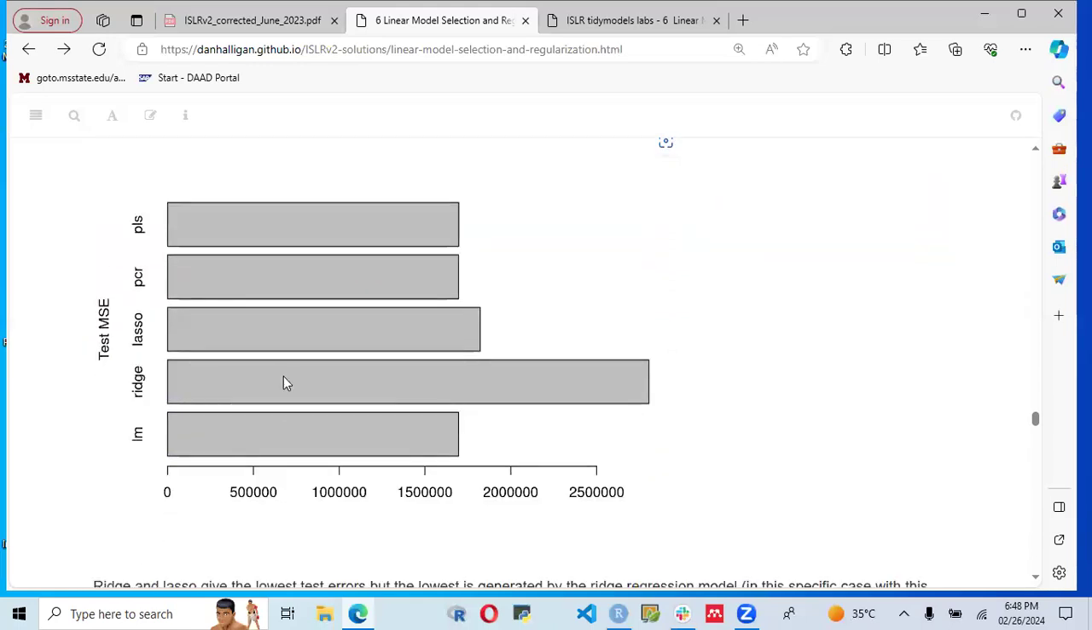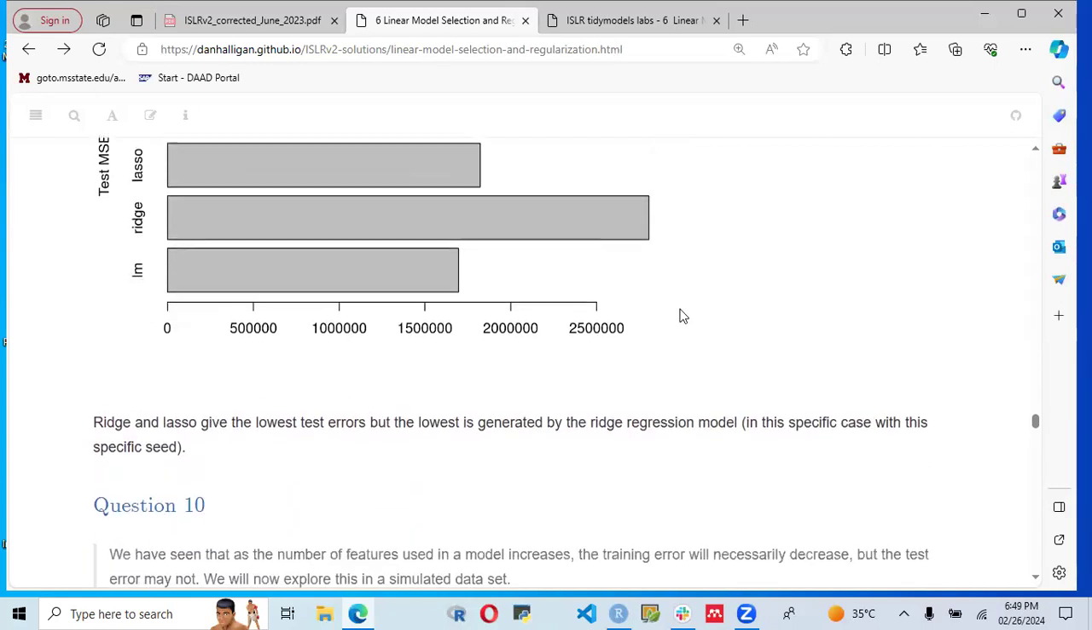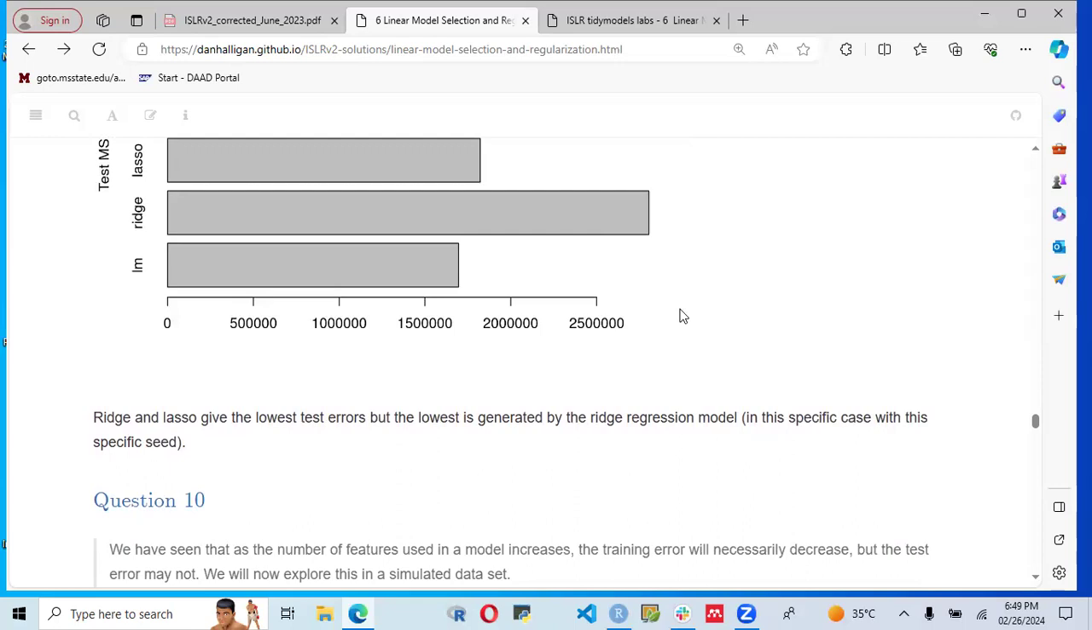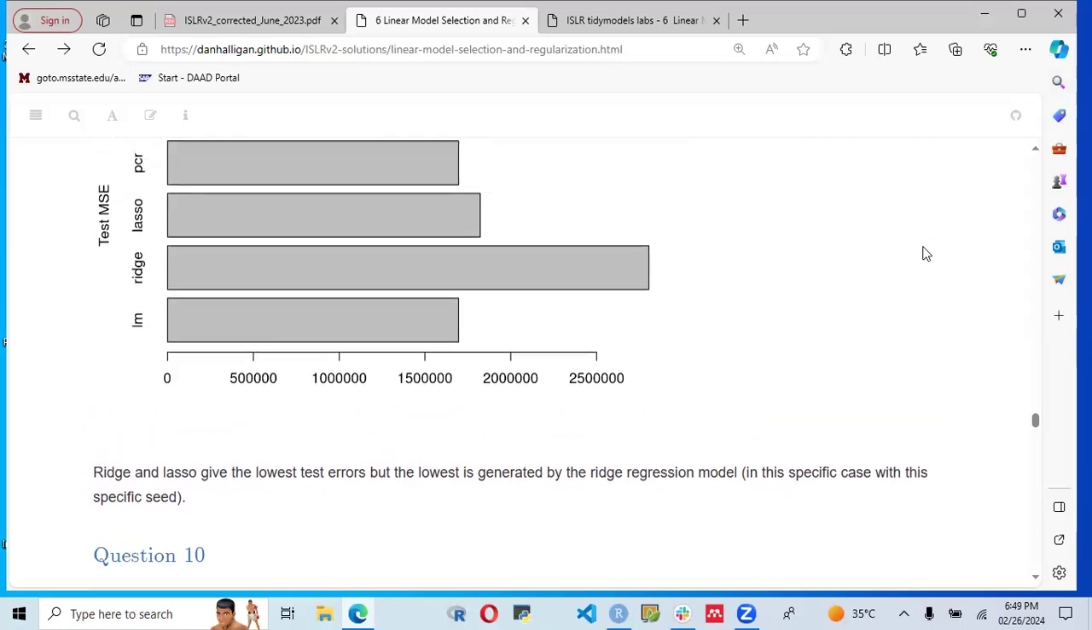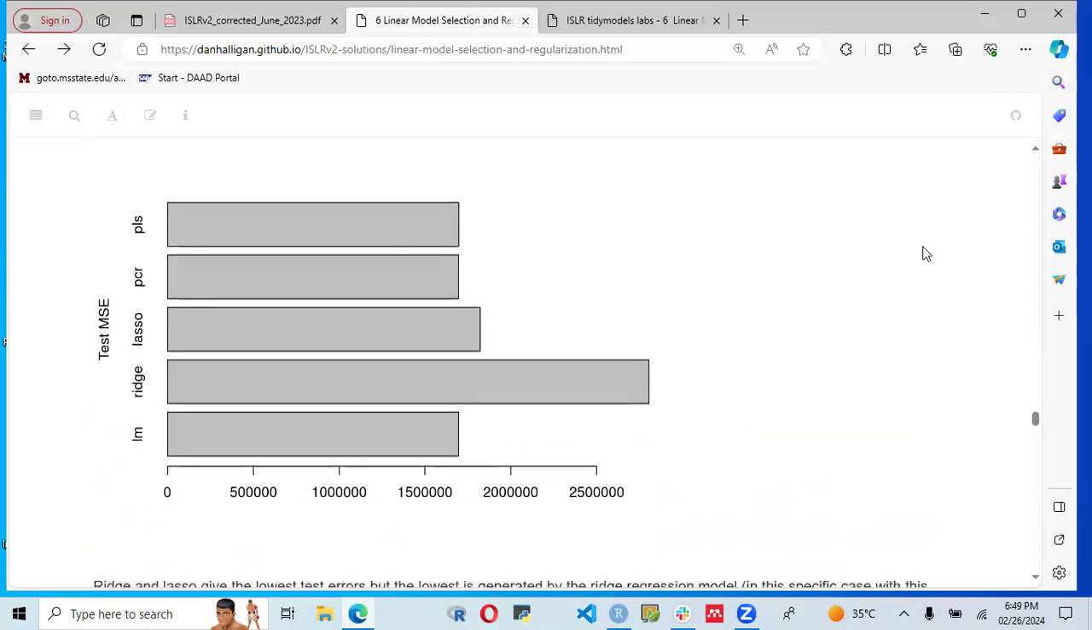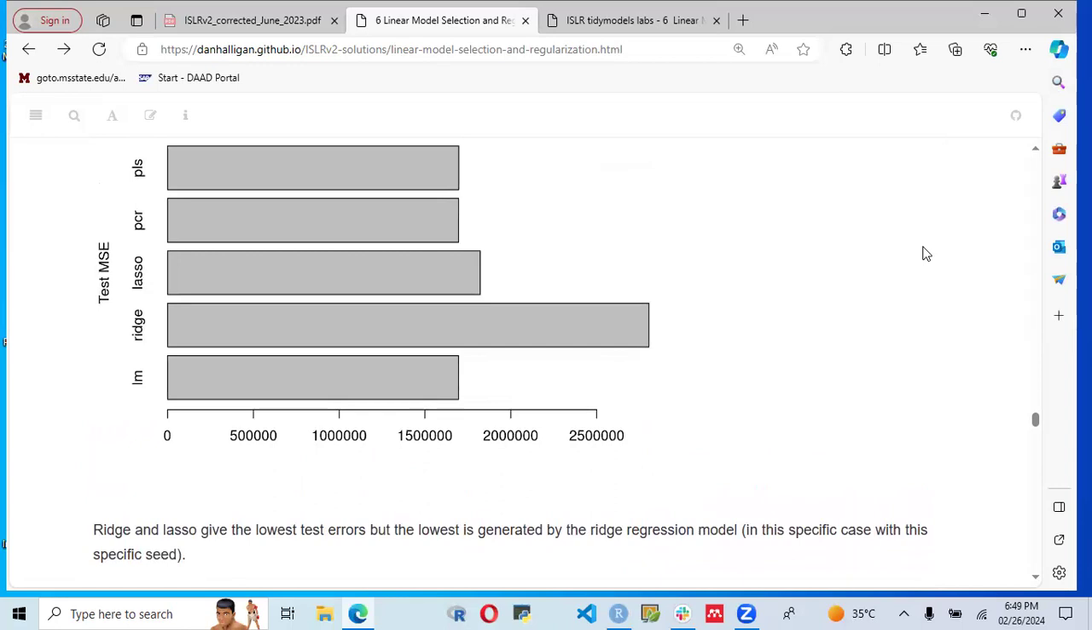To me, I agree with you. Ridge has the highest error. Then the least is for PLS, followed by PCR, principal components regression. It's something we need to create a pull request to update in the notes.